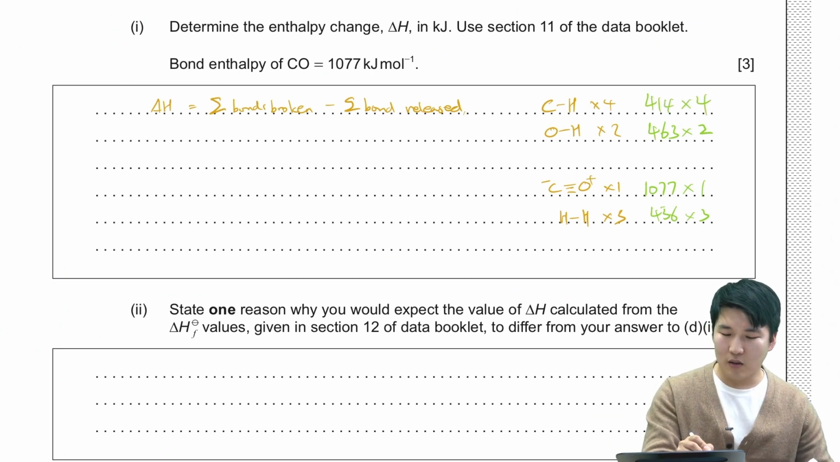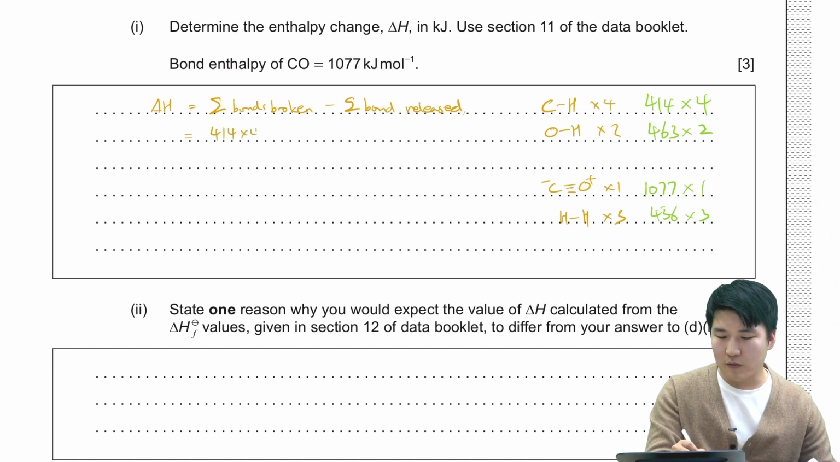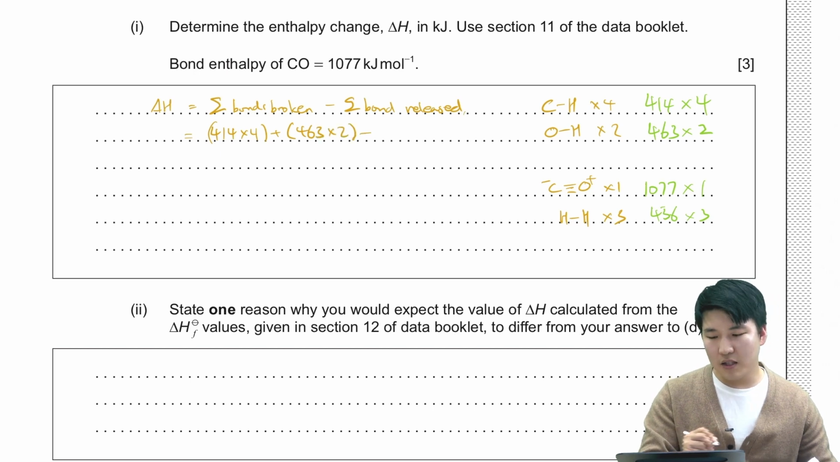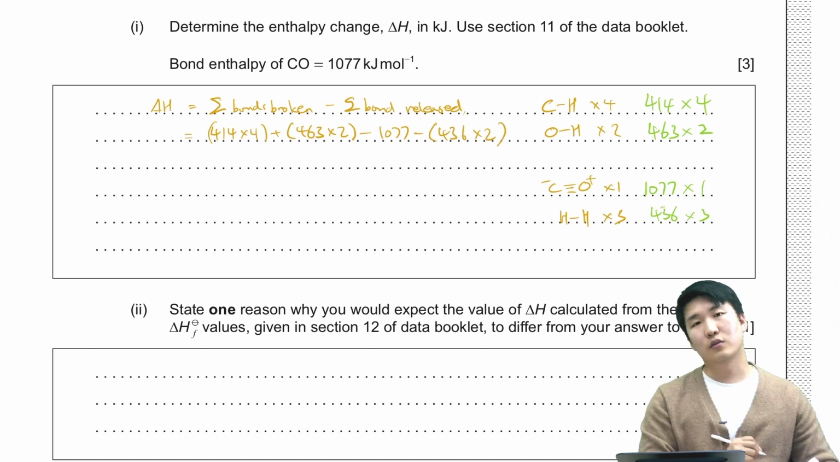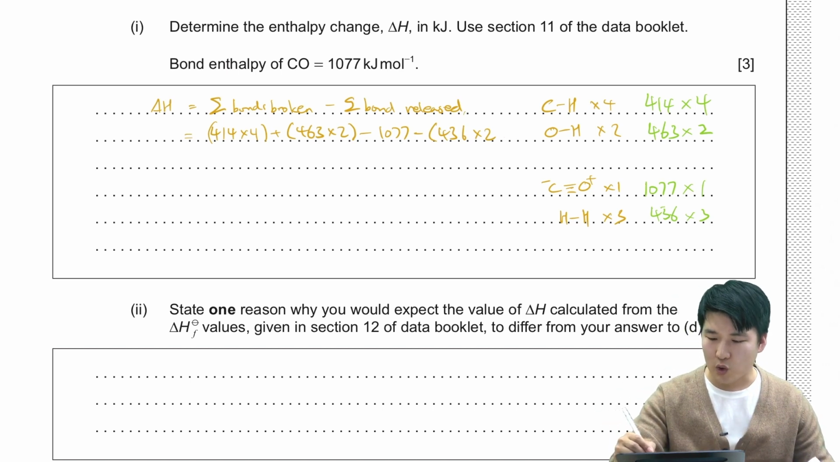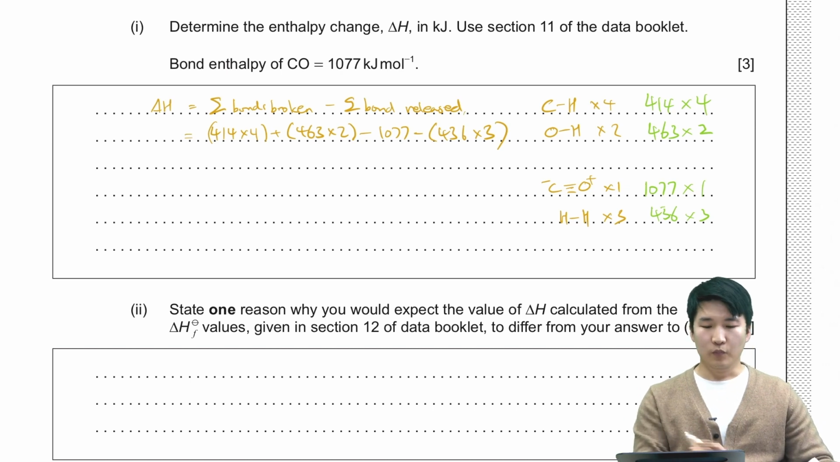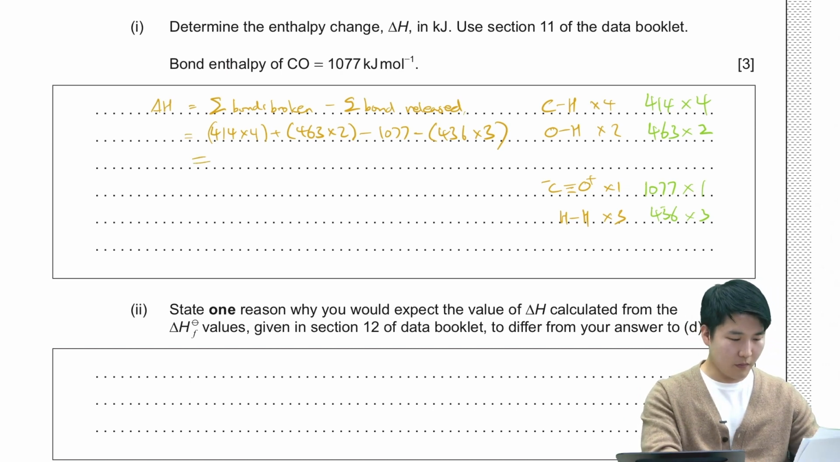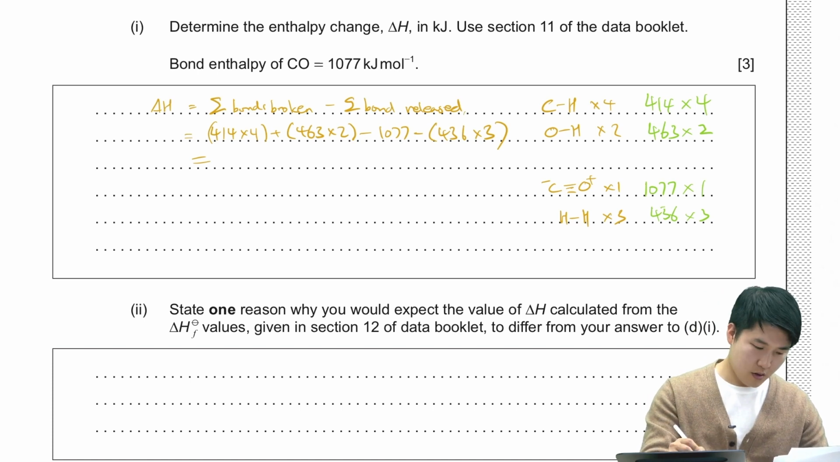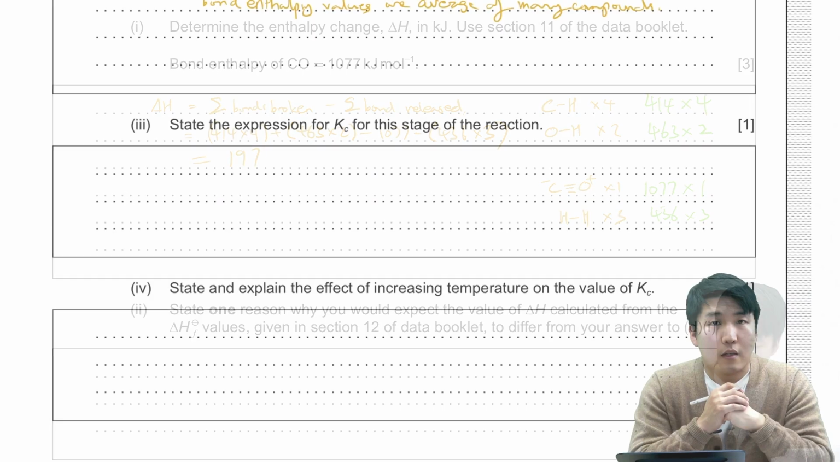Let's put these into the calculation. We want the bonds broken first. So 414 times 4 plus 463 times 2. Let's minus 1077 and also minus 436 times 2. Apologies, not going to be 2, but 3. Do the math, and we'll be given plus 197.